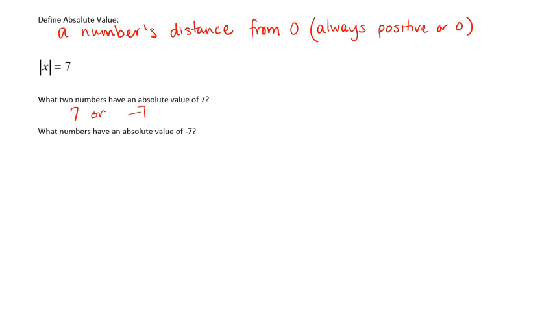What else is important is to think about what numbers would have an absolute value of negative 7. None. All right, so if I had an equation that looked like this, I would say it had no solution, because no absolute value can equal negative 7. We can write it like that: no solution.